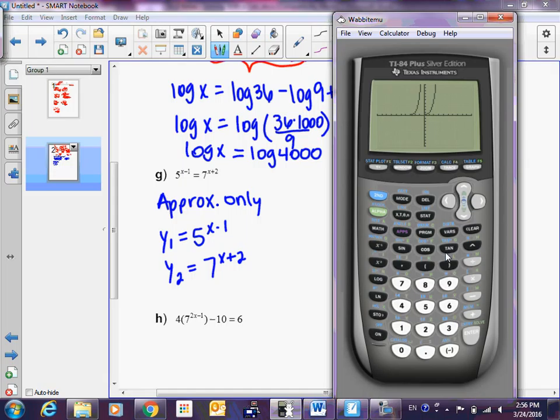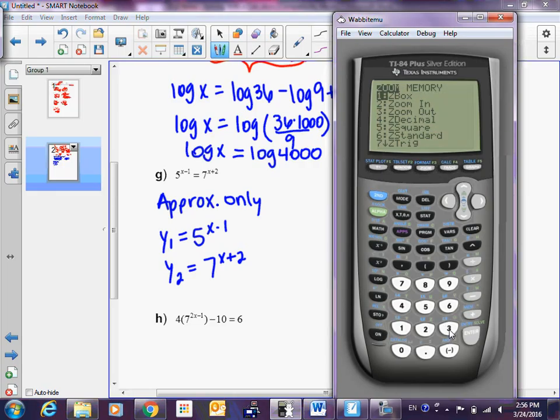Do you see those things intersected? So if you're not really quite sure where to look, just try it. Second trace 5, enter, enter, enter. And if you get an error, then you've got to zoom out and try again, like the no sign change thing. So we're going to zoom out.